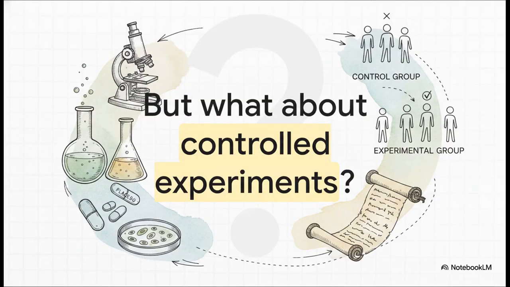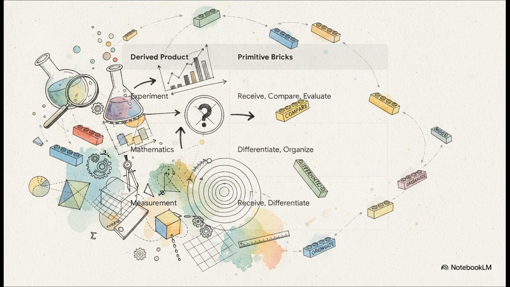Now I know exactly what you might be thinking right about now. But wait, what about controlled experiments? Didn't they change absolutely everything about how we discover truth? Surely setting up a sterile lab with control groups and placebos is a completely brand new way of thinking, right? How on earth does that fit into a grammar that supposedly existed thousands of years ago? Well, let's break it down.